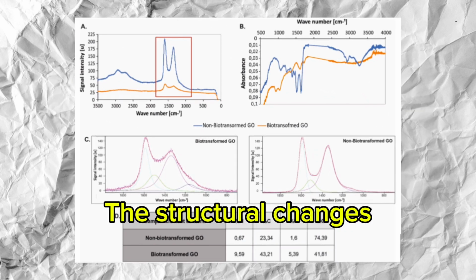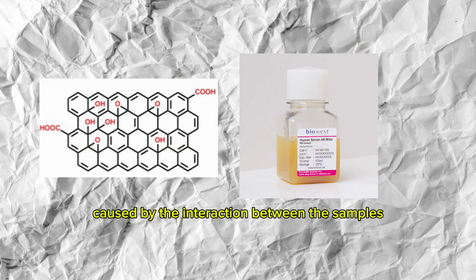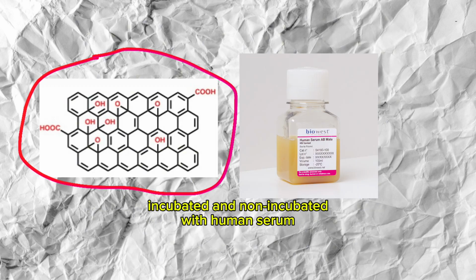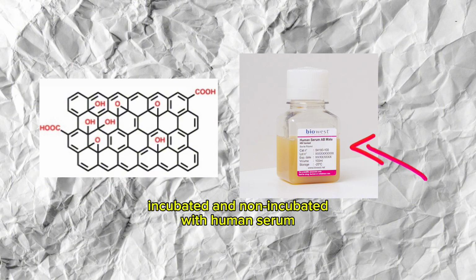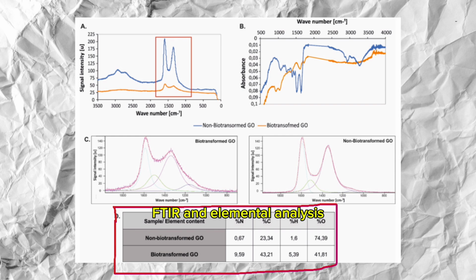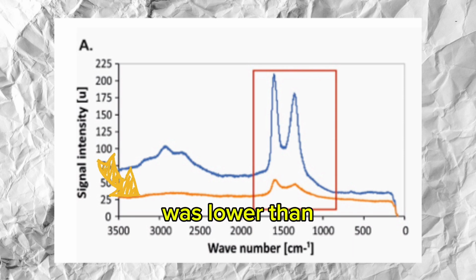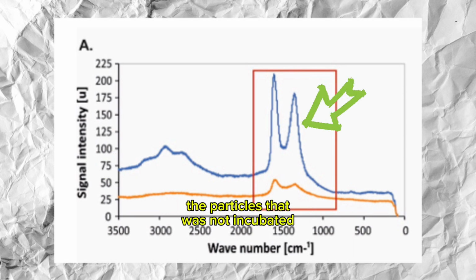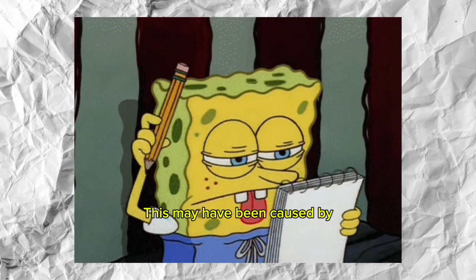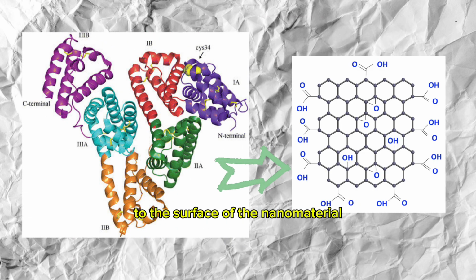The structural changes in the initial graphene oxide suspension caused by the interaction between the samples incubated and non-incubated with human serum were studied comparatively by Raman, FTIR, and elemental analysis. The intensity of the Raman spectra signals in the graphene oxide incubated with human serum was lower than that of the particles that were not incubated. This may have been caused by absorption of protein from the serum onto the surface of the nanomaterial.